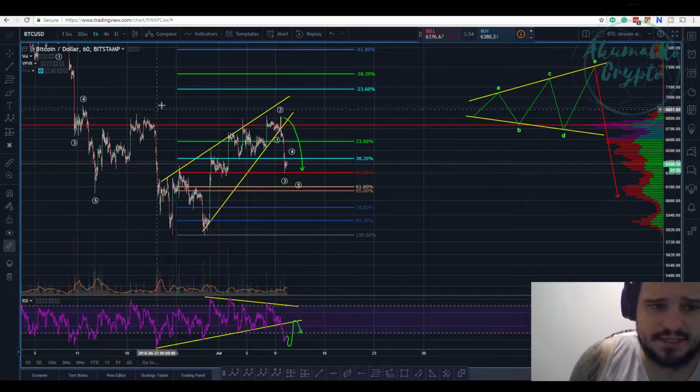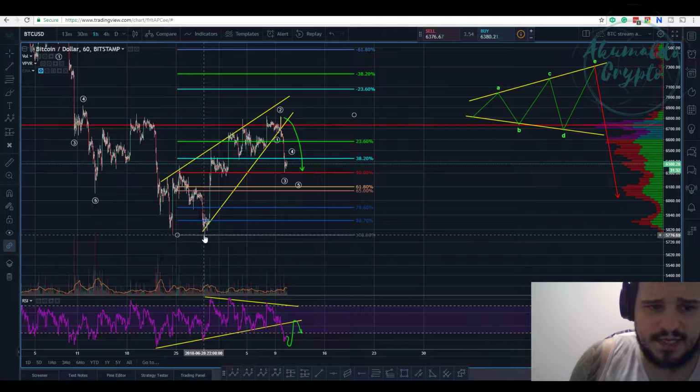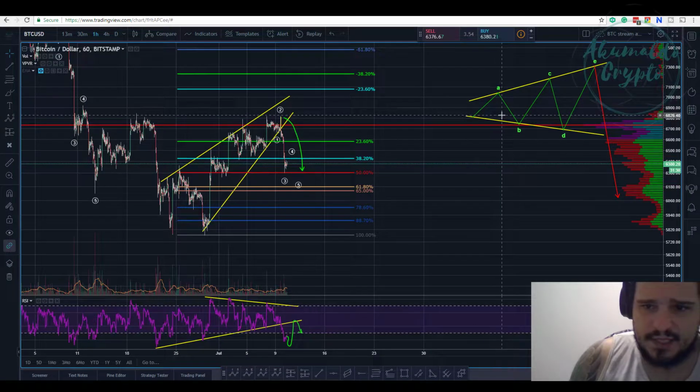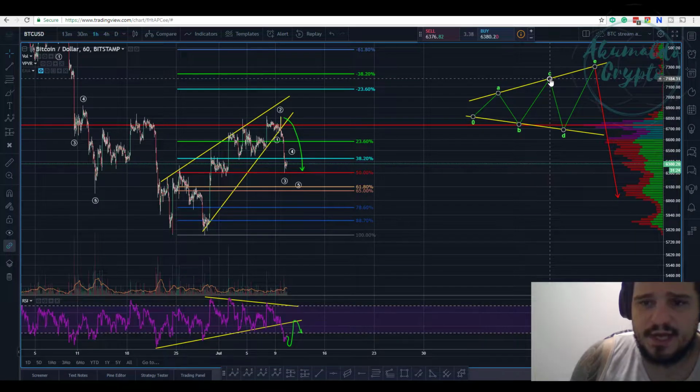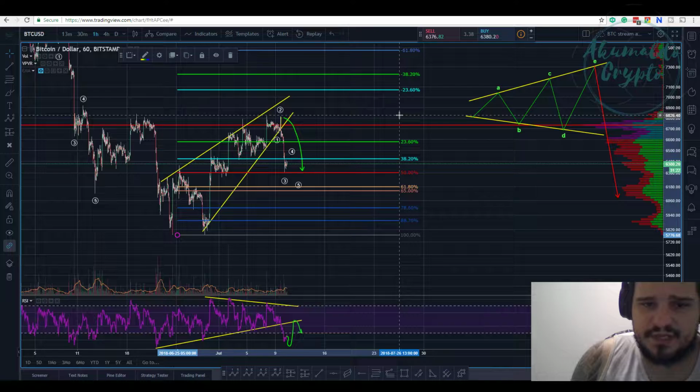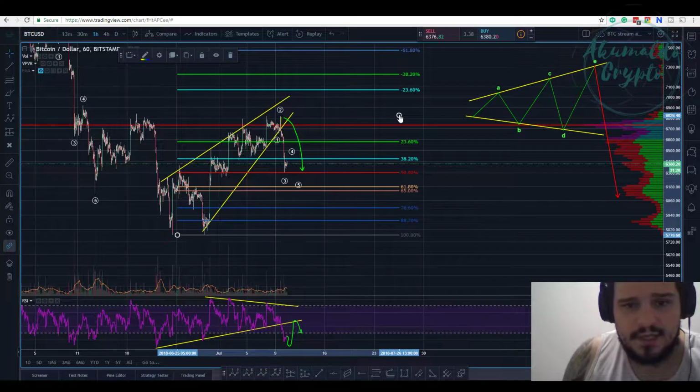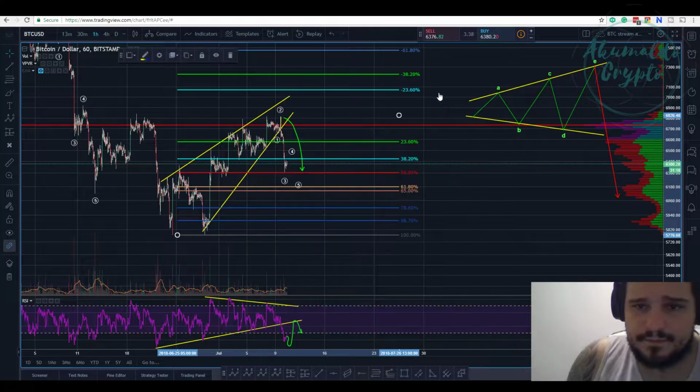If you count this as an A, B, it's at a lower level than the initial point of A, but C is not a higher high, so we can't have an expanded flat. Okay, that's it.